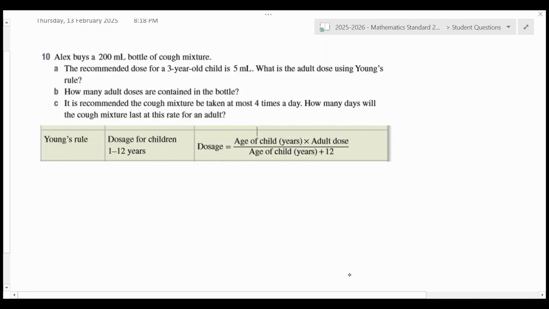All right. Question that's just come up. Question 10 from today's homework. It's the 13th of Feb, 2025, just in case.